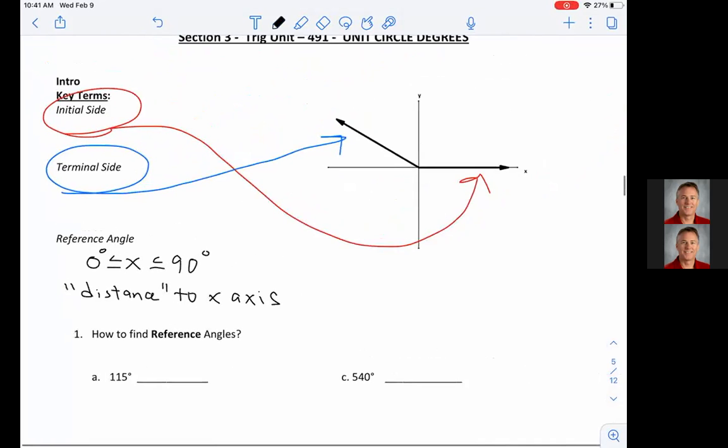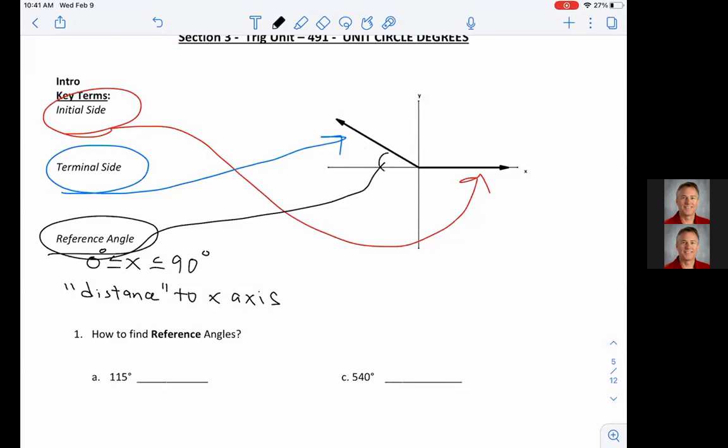Okay, although it's an angle, angles are measured in degrees, it's not a distance essentially, but so reference angle for this would be this angle right here. That is the reference angle. It's how far away is it from the x-axis. And a reference angle is always between 0 and 90 degrees.